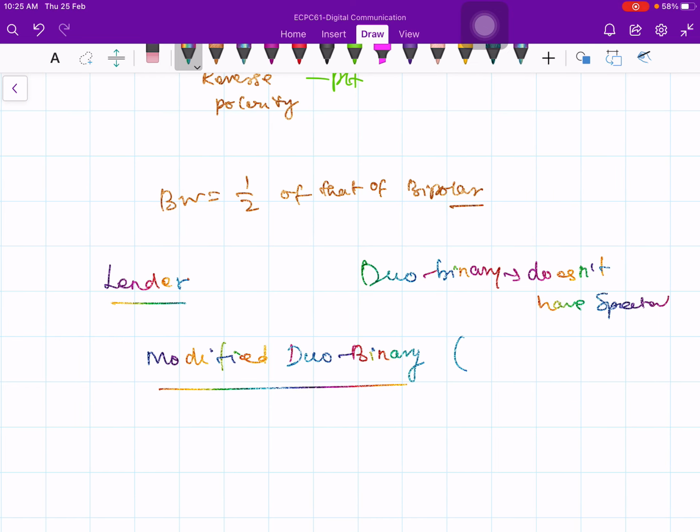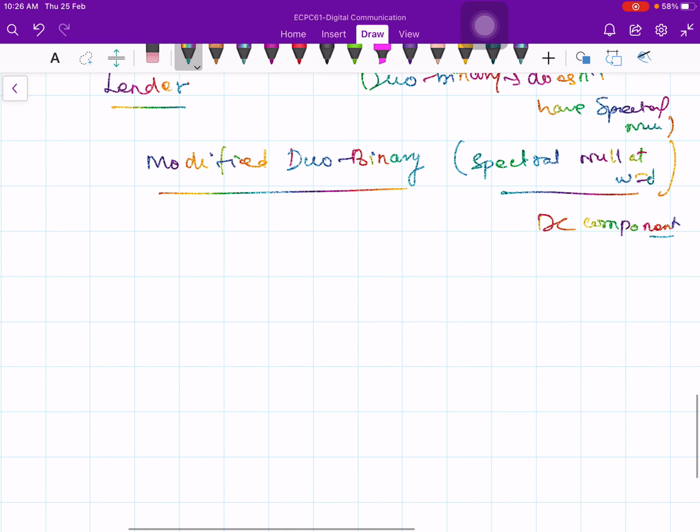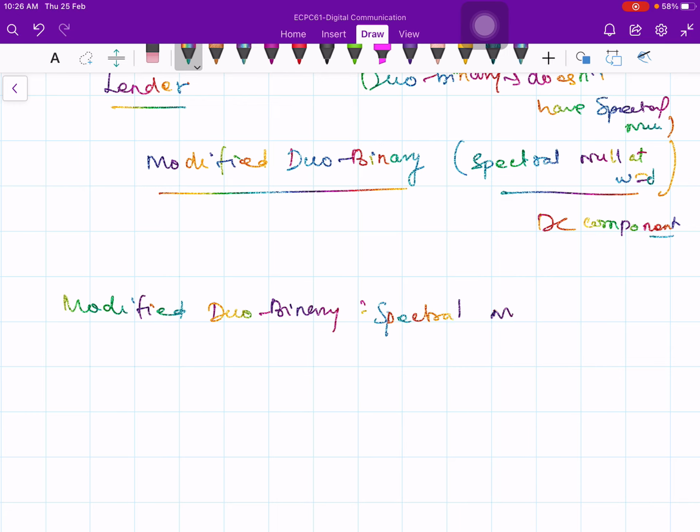See, a spectral null at omega equal to 0 means what? DC component, that's it. So, if you have a DC component, that means you are wasting power, that is what we said in the beginning of the class itself, because the DC component does not convey any information, and there are many drawbacks that we discussed. So, therefore, the next one is modified duobinary, and this has a spectral null at omega equal to 0.